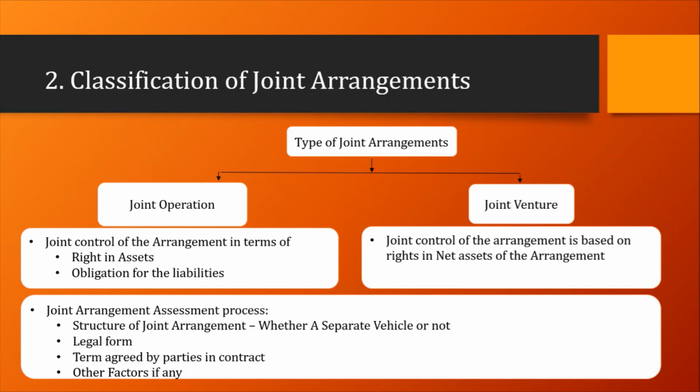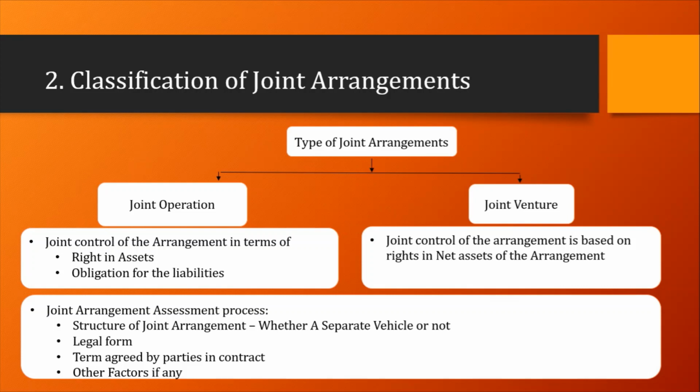The next step is whether decisions about the relevant activity require the unanimous consent of all parties, or a group of parties, that collectively control the arrangement. If this condition is also satisfied, then yes, it's a joint arrangement. Otherwise, it is out of scope. Collective control means, for example, 30, 30, 40. We have to keep that in mind.